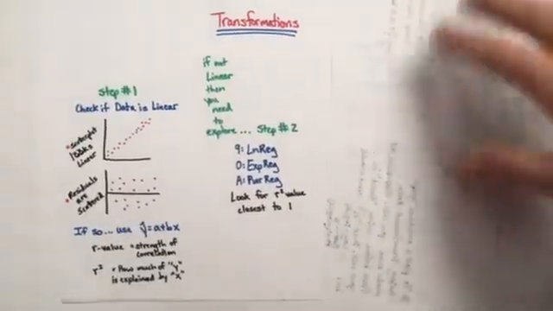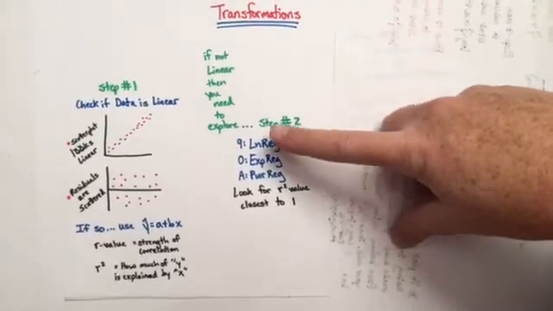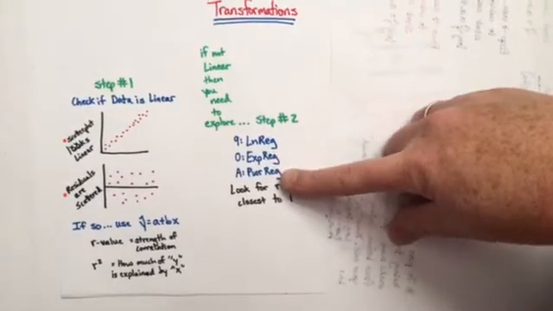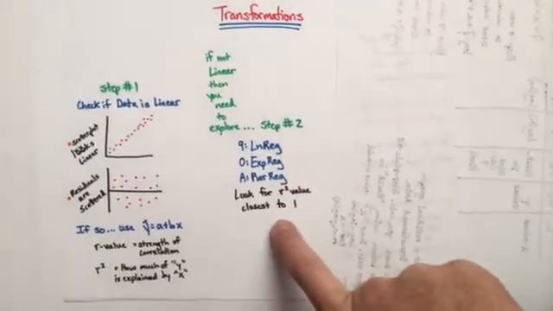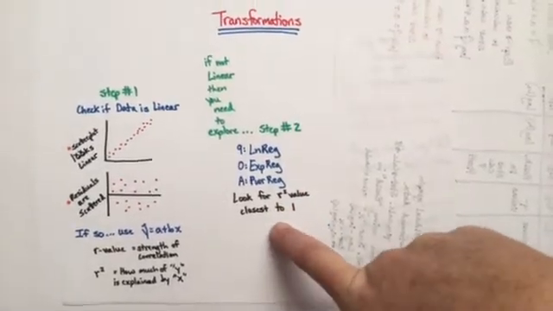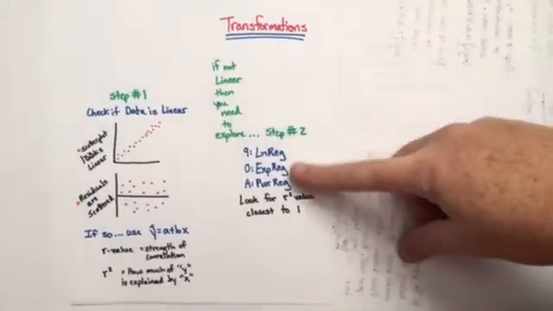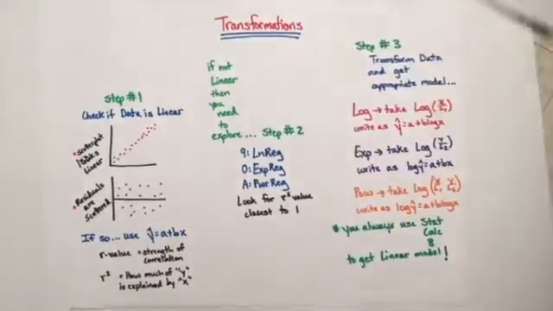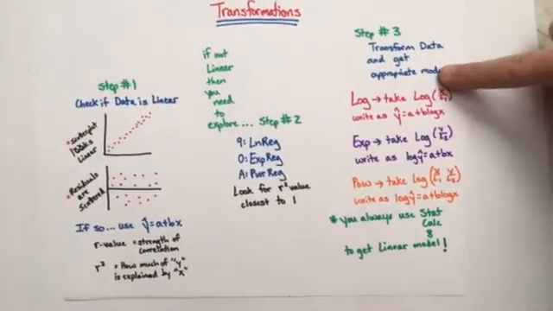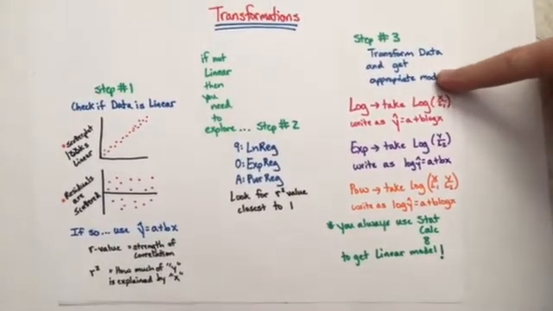Step 2 is to go straight to stat calc 9, 0, and A and do log, exponential, and power regression. You're looking for the R squared value that would be closest to 1. Whichever one that is, then you're going to move forward to the next step. And the next step is to transform your data. Get an appropriate model for that data.